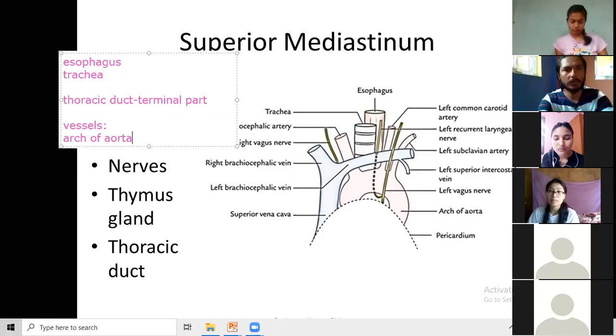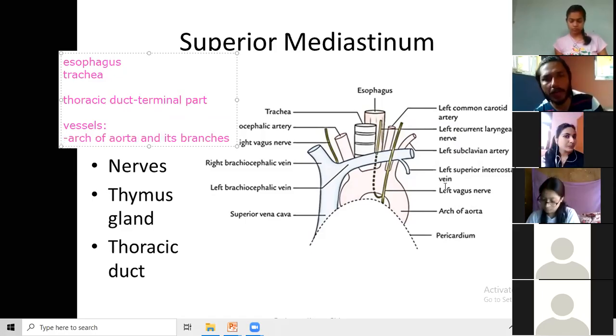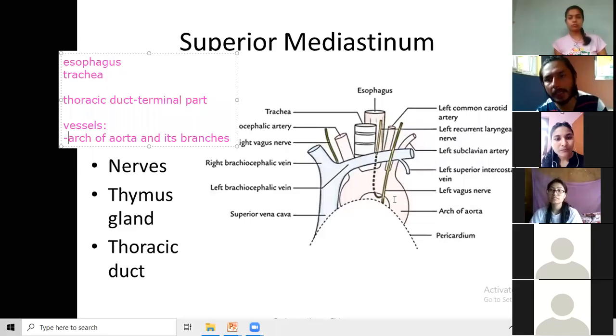and its branches. This is an artery. Arch of aorta and its branches. Can you see this arc vessel? This is the arch of aorta, and its branches. You see these branches from here. One branch is going like this, one branch is going like this, one branch is going like this. Can you see these three branches from the arch of aorta? This whole thing is the arch of aorta. From here, one branch, two branches, three branches.